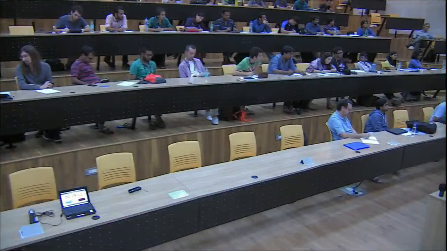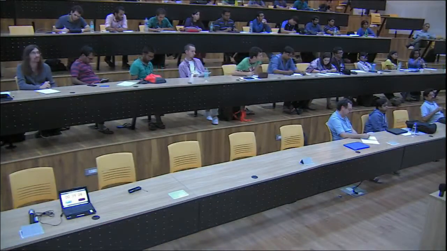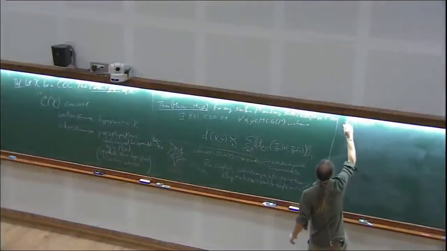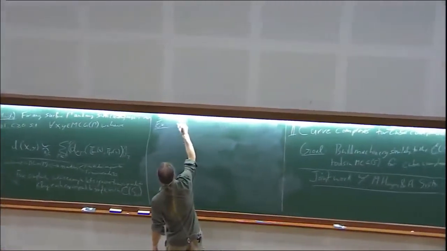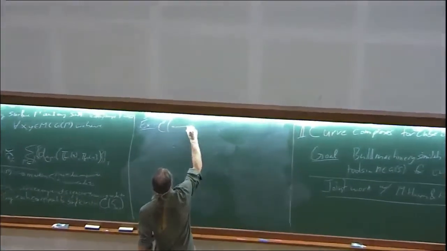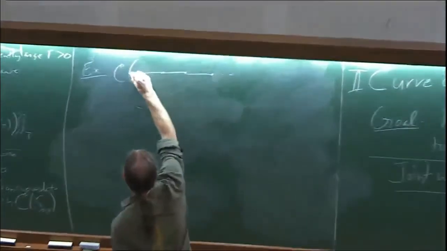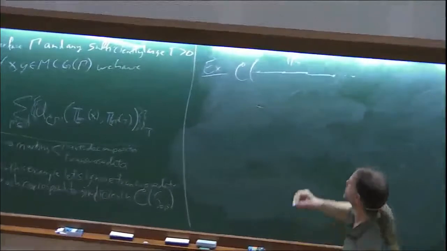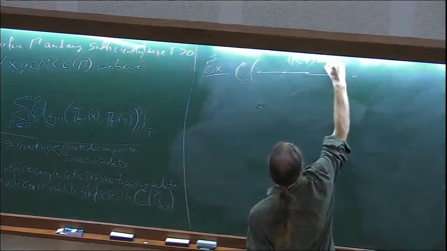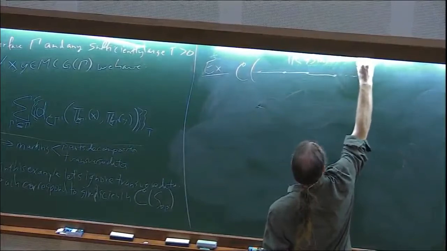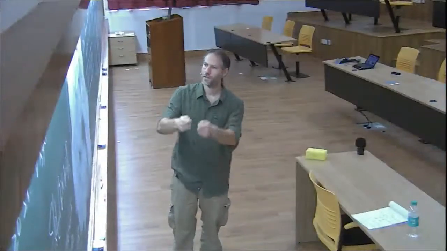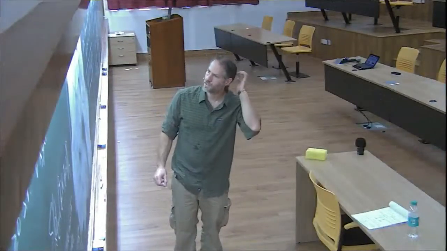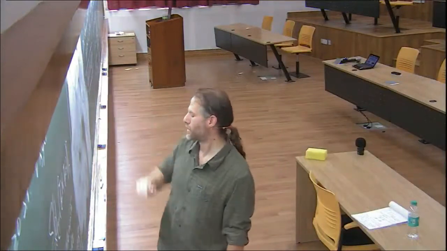Okay, I'm going to skip this board for now. Let me do a few concrete examples. Maybe the simplest example is the contact graph of the real line with the standard cubulation. So just take the integers and take the intervals between them. What's its contact graph going to look like?